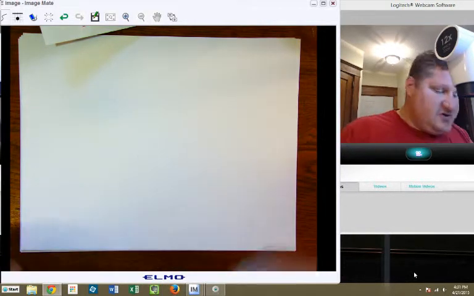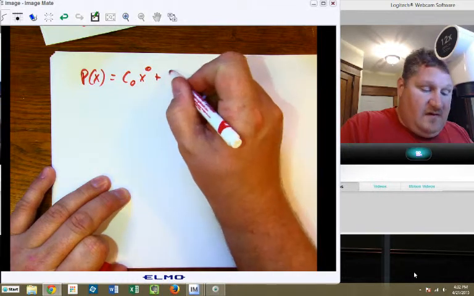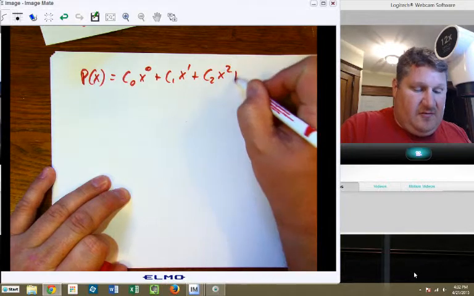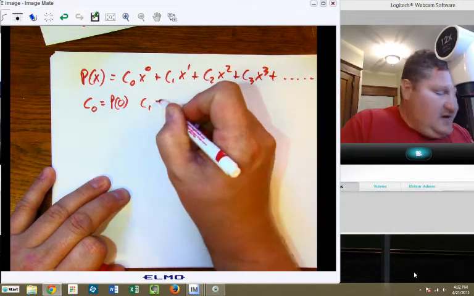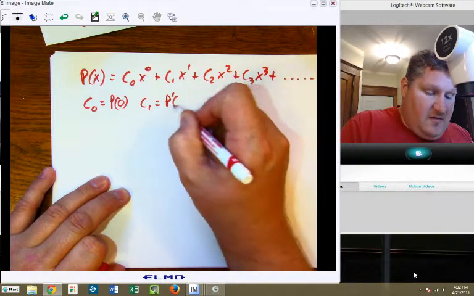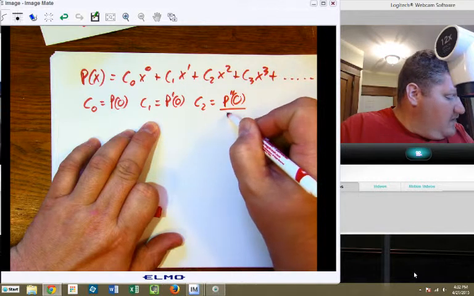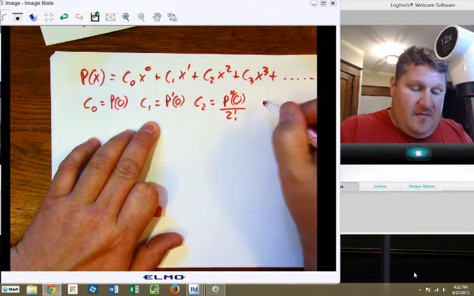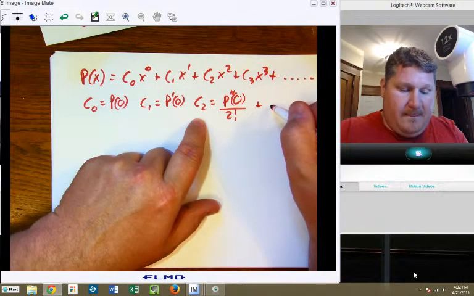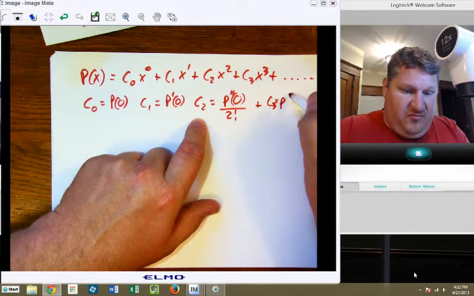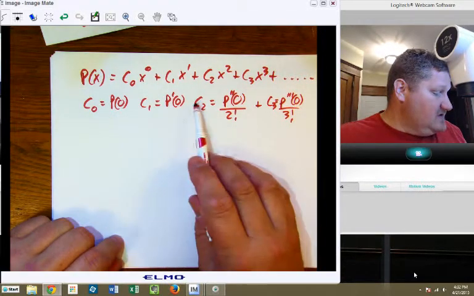That standardization of power functions is P of x equals C sub 0 x to the 0 plus C1 x to the first plus C2 x to the second plus C3 x to the third plus and so on, where C sub 0 equals P of 0, C sub 1 equals P prime of 0, C2 equals P double prime of 0 over 2 factorial, and in this case, you come up with C3, which is P triple prime of 0 over 3 factorial. And that allows you to find C0, C1, C2, C3, etc.